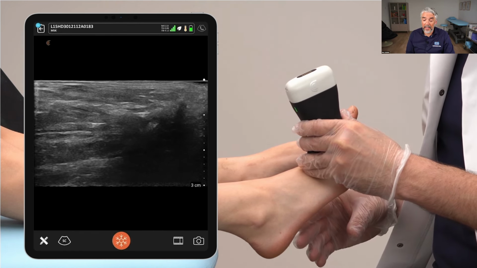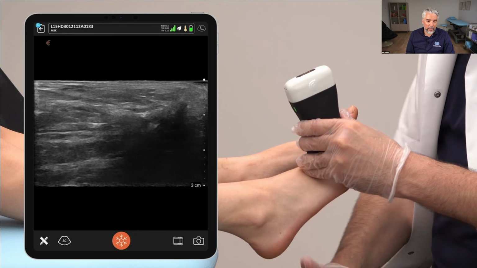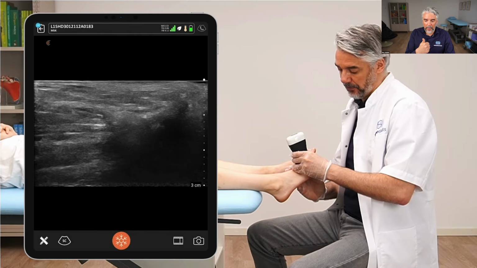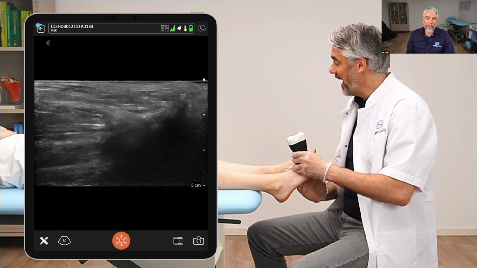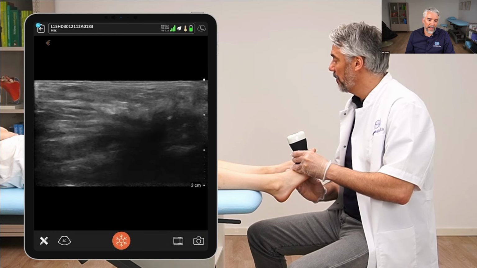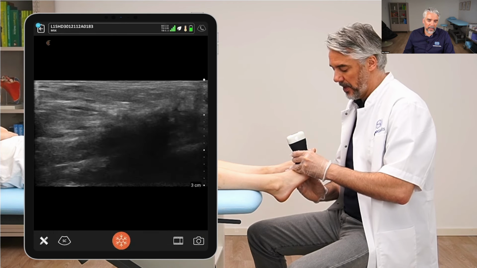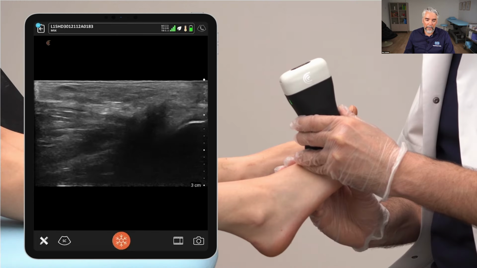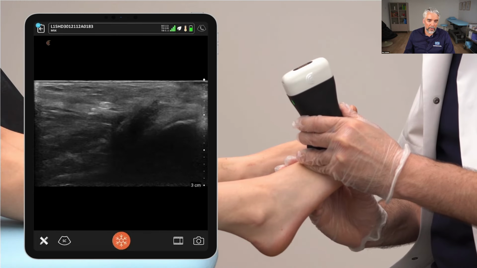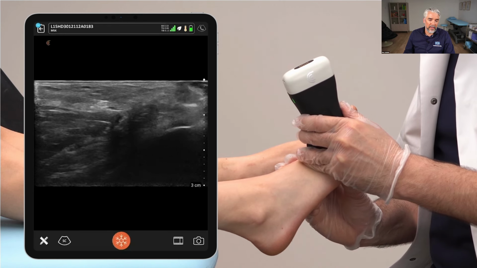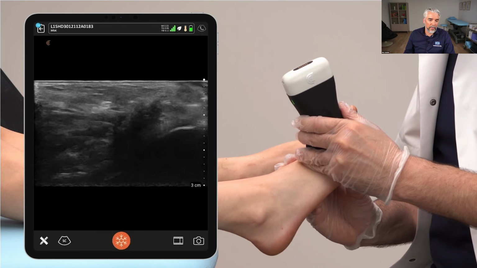So here I'm scanning in the metatarsal web space. My thumb is placed to the plantar foot and pushing the plantar foot. Now you can see at the right side of the image, this is my own thumb. So don't be confused by that. So this is my thumb pushing up in the metatarsal web space.